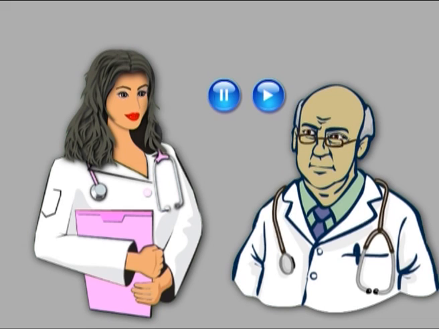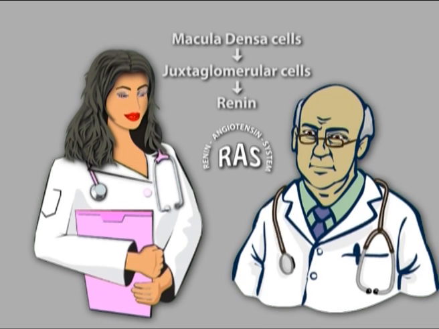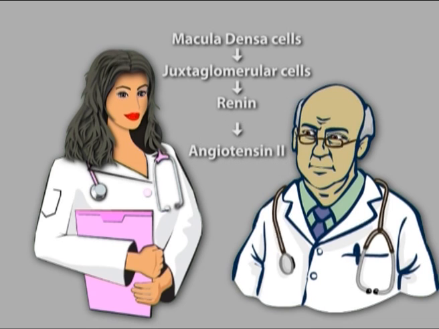Let me just pause you there, Prof. I understand that the macula densa cells cross-talk with the juxtaglomerular cells, which, in turn, produce renin. Renin is part of the renin-angiotensin system, which results in the production of progressively more vasoactive compounds. And ultimately, angiotensin 2 controls the filtering system by tweaking the afferent and efferent arterioles. That's correct, Louise. Well summarised.